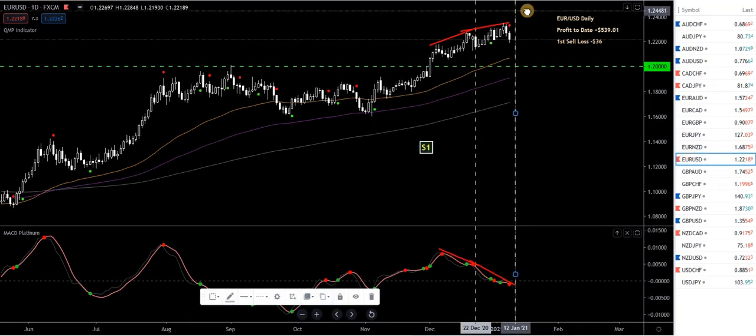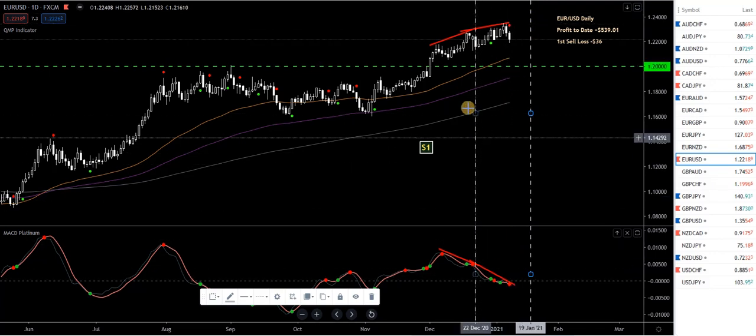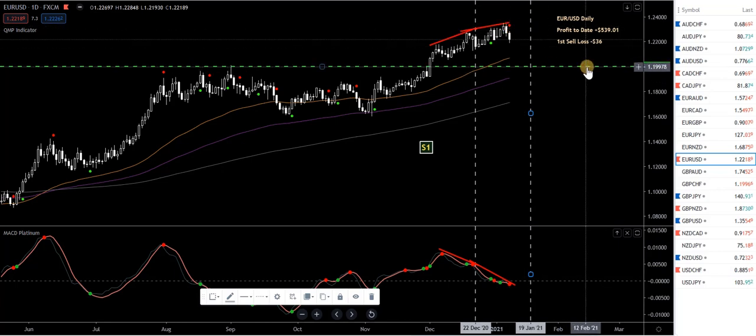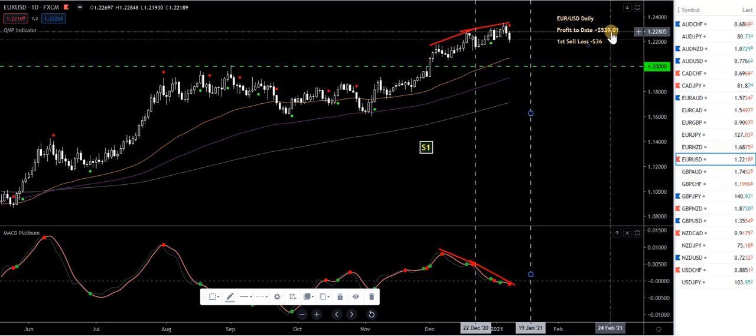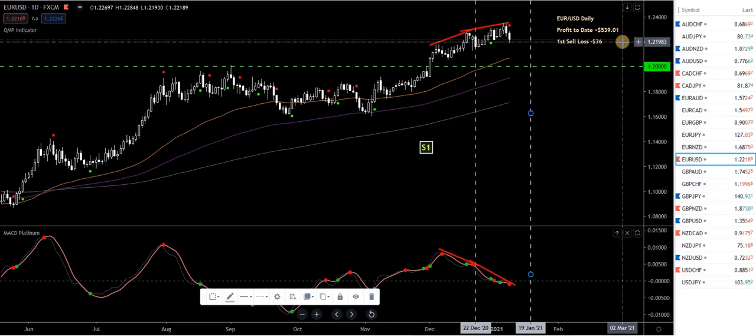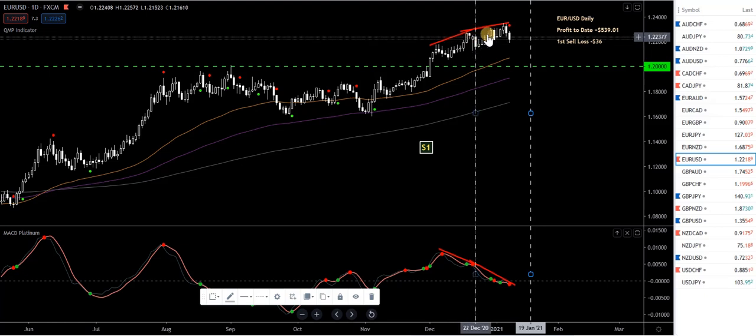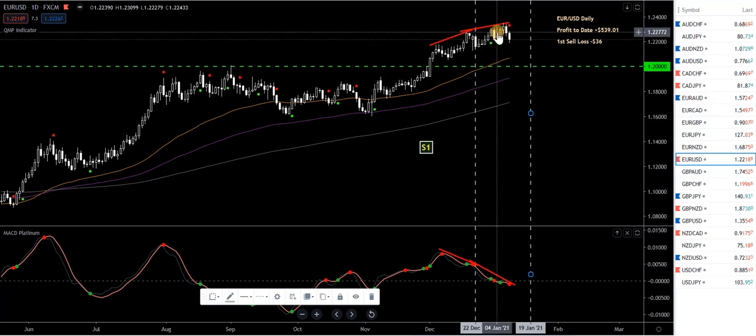All right, let's have a look. Move this line out the way. This thing's been going up, MACD's been going down, so there's obvious divergence there. This line here is the 120 level, 1.200. Made some good money on it. First loss was this one here. I took a sell here and probably closed out when I got a buy signal there.